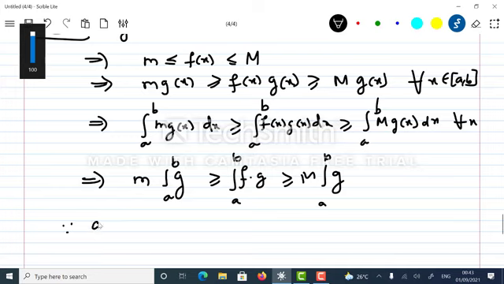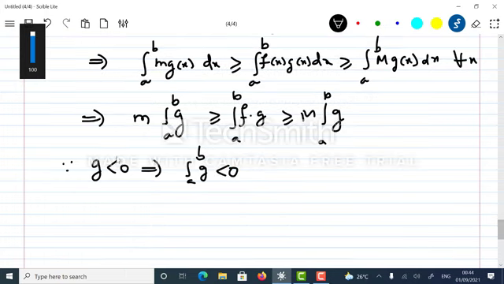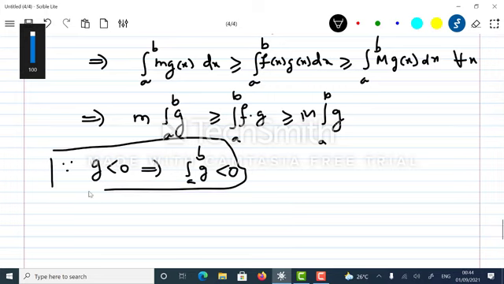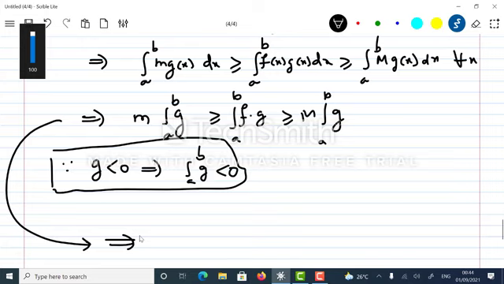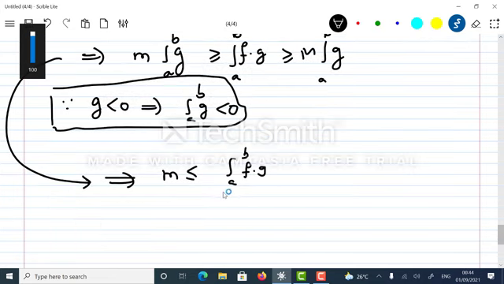Now since g is less than 0, this would imply integral a to b g is again less than 0. Because if the function is negative, the area contribution will be negative. Okay, so I will divide this expression by integral a to b g. That's a negative term, so when I multiply with the negative term, the inequality reverses, so m less than equal to integral a to b f into g divided by integral a to b g, which is again less than equal to capital M.